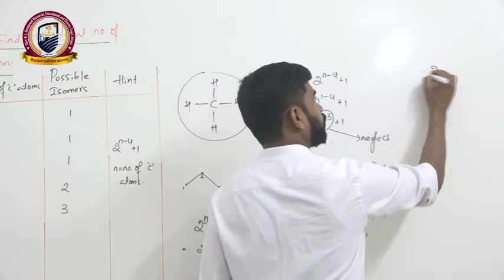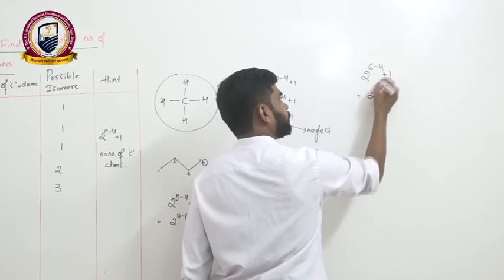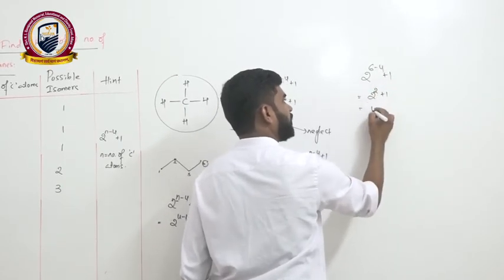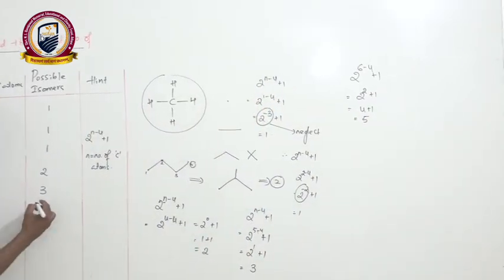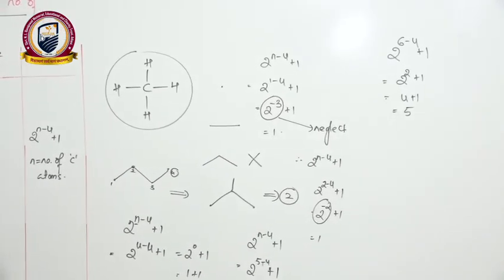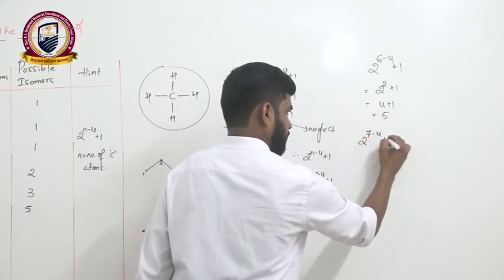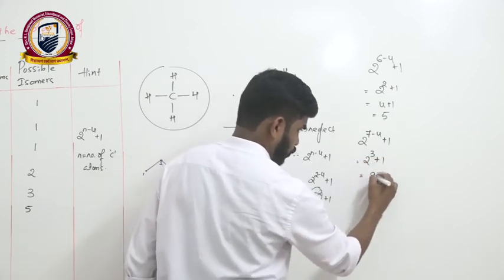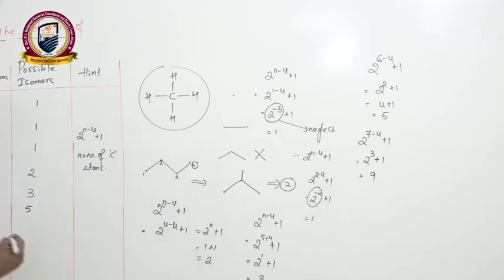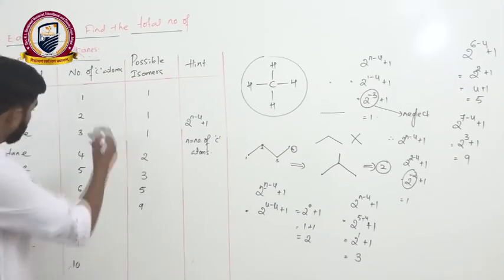Hexane has how many carbon atoms total? 6. 6 minus 4 plus 1, which is equal to 2 raised to 2 plus 1. 2 raised to 2 means 4 plus 1, which is equal to 5. Therefore, the total possible isomers for hexane will be 5. Go for heptane. Heptane has how many carbon atoms? 7. 7 minus 4 plus 1. 7 minus 4 means 3. 2 to the power 3 plus 1, which is equal to total 9. Therefore, heptane exhibits 9. Okay. So this is how we can calculate the total number of possible isomers for the given alkanes.